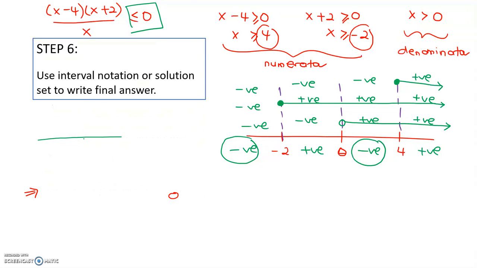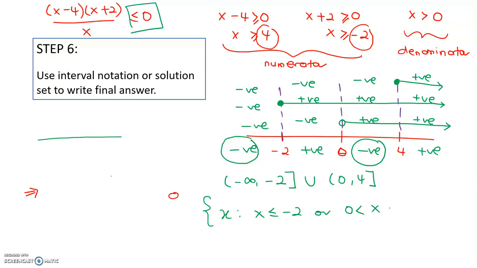And then for the last step, we use the interval notation or solution set to write down the final answer. On my left hand side, this is negative infinity up until negative 2. This one is a close bracket because we have a filled circle at negative 2. Remaining, we have 0 until 4, open and close. Or we can write them down as x such that x is less than or equal to negative 2 or x in between 0 and 4.